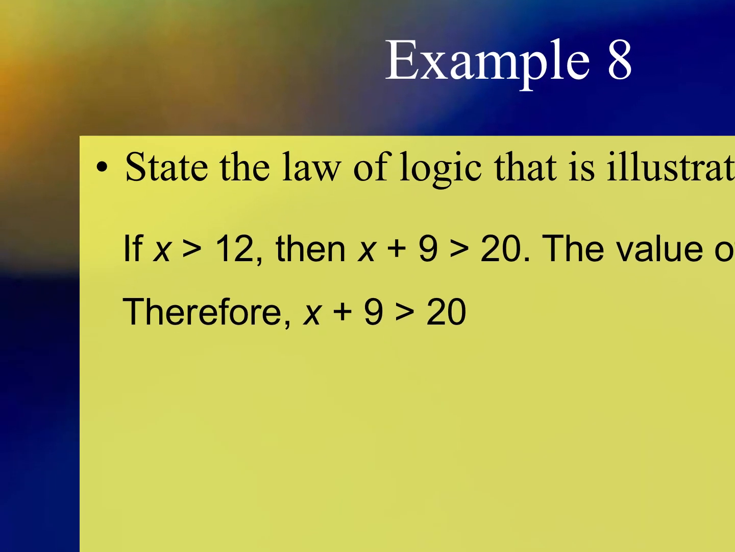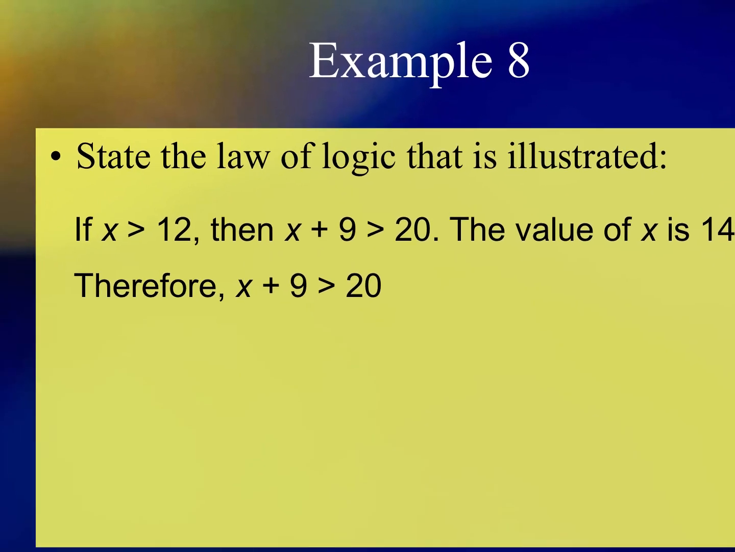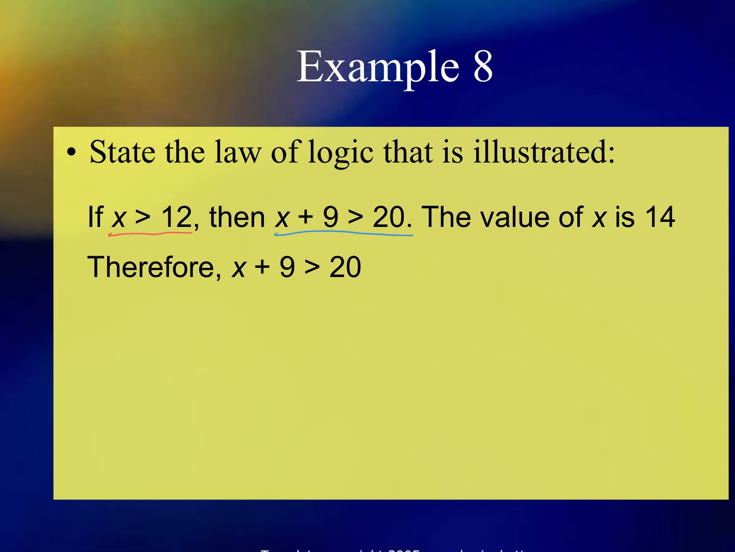Example 8. If x is greater than 12, then x plus 9 is greater than 20. Underline your hypothesis and your conclusion. This is our hypothesis. This is your conclusion. Do you guys agree? It says the value of x is 14. Do you see how that's a statement? It's not another if-then. Therefore, x plus 9 is greater than 20. It stated our hypothesis on its own, and then it stated our conclusion as a conclusion on its own.